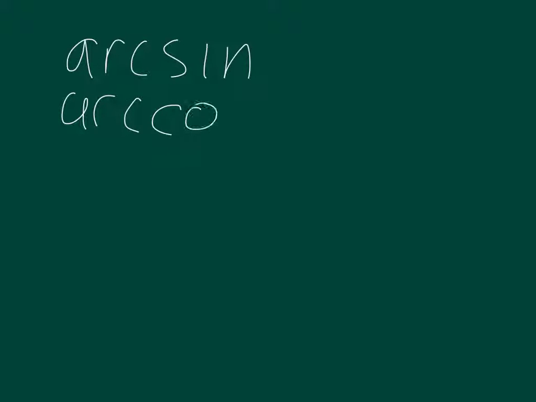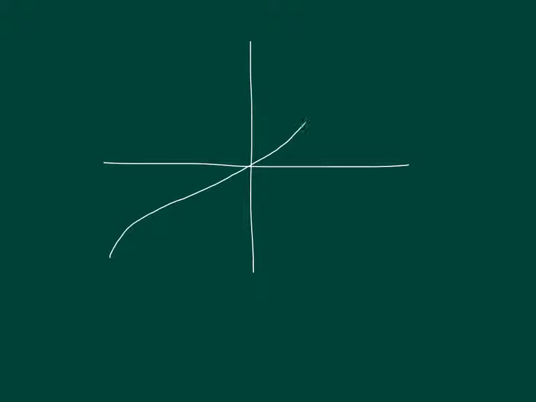Next we'll do the inverses, which are arc sine, arc cos and arc tan. The graphs of these are the same as the inverse, but reflected in the line y equals x. For example, the arc sine graph looks like this, which is just the sine graph reflected in the line y equals x.